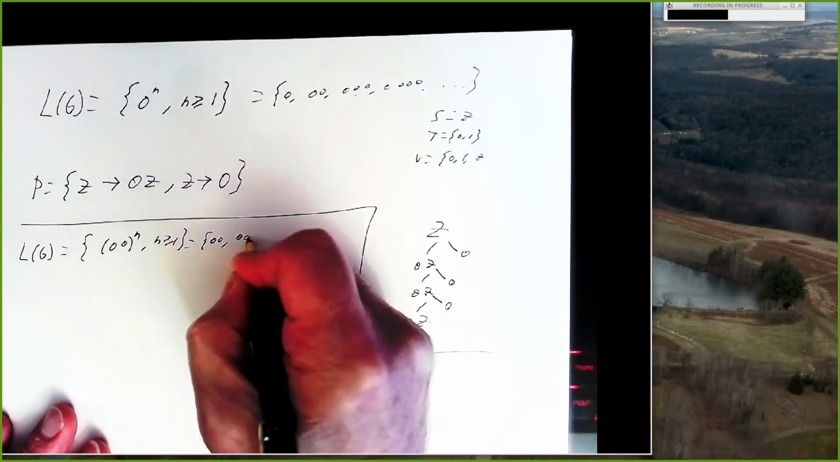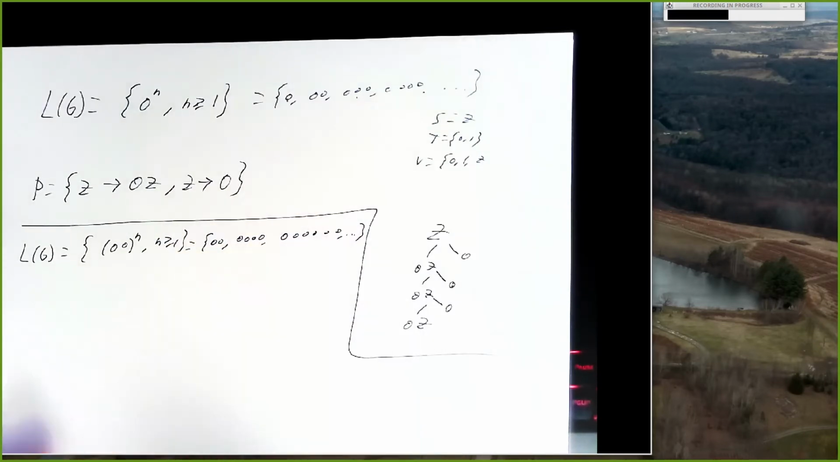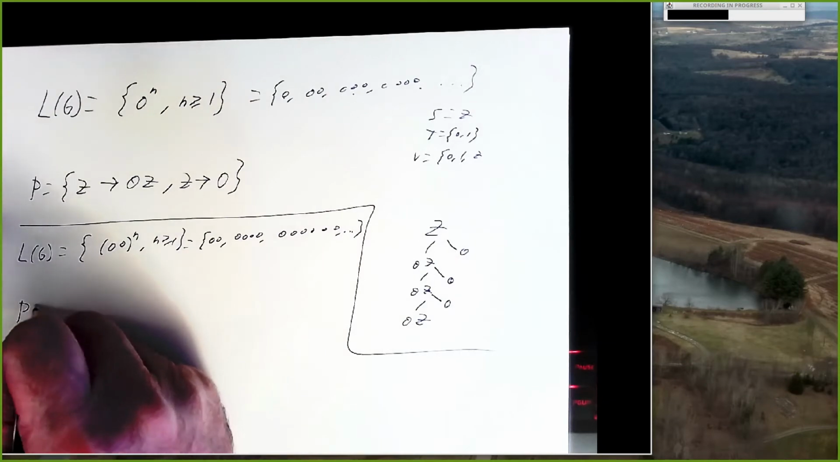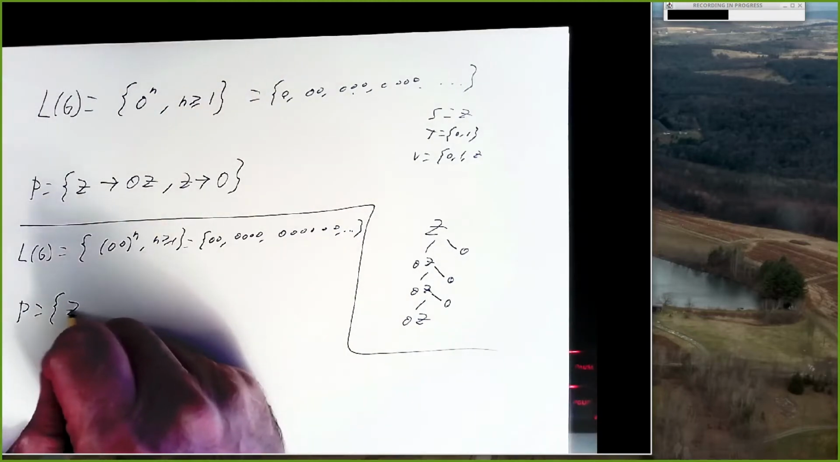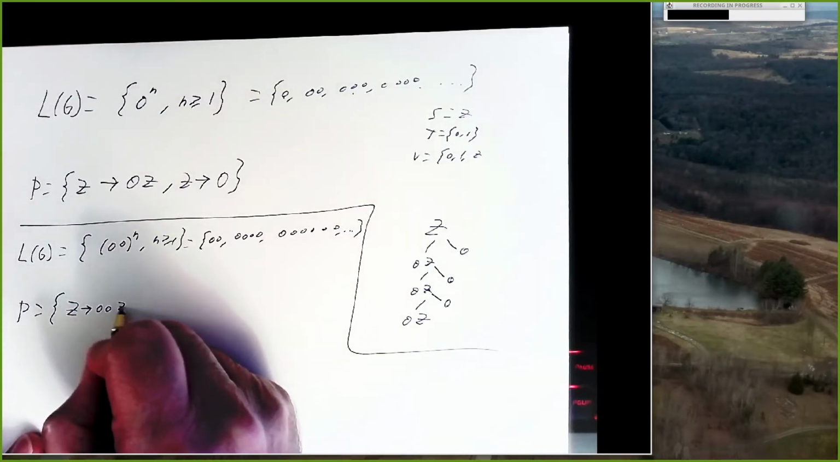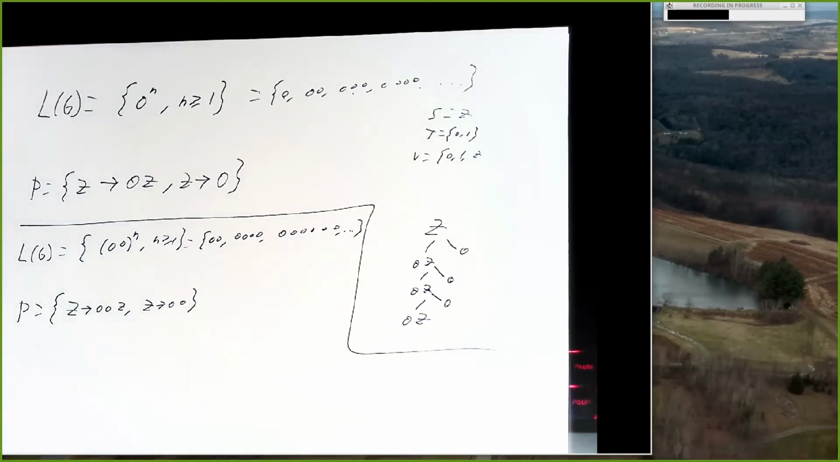Suppose we want an even number of zeros. So double 0 to the n, where n is bigger than or equal to 1. And we can get there with a little bit of a tweak on our previous example. Instead of just 1 zero, make it 2. Let's take Z to double 0 Z, or Z to double 0.